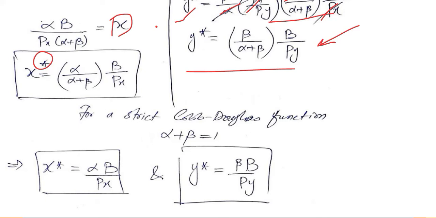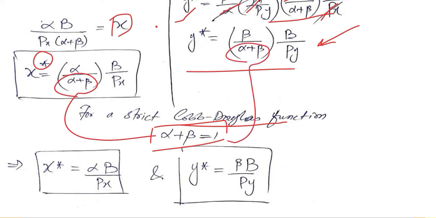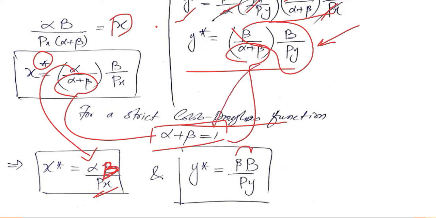We know for Cobb-Douglas production, strictly speaking, alpha plus beta will be equal to 1. So when this happens, instead of these two terms in the denominator, we will write 1, and definitely it will appear like this: alpha into b divided by px, and this will become beta into b. This is b, not beta, and beta into b over py will be the consequence of it, because alpha plus beta now is reduced to 1.